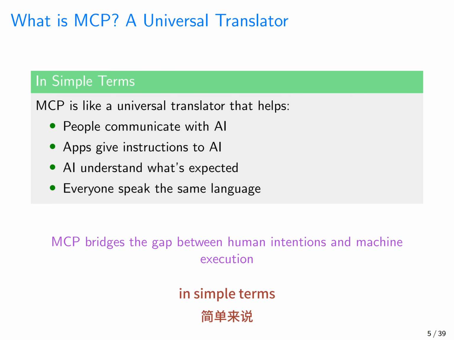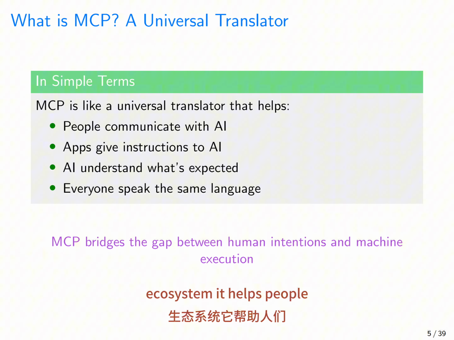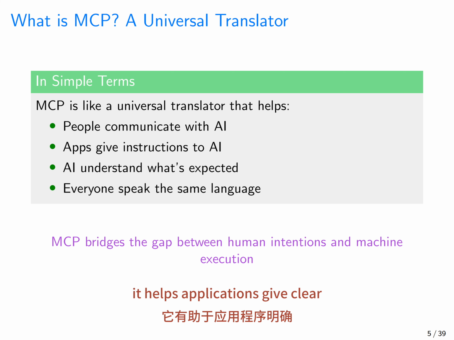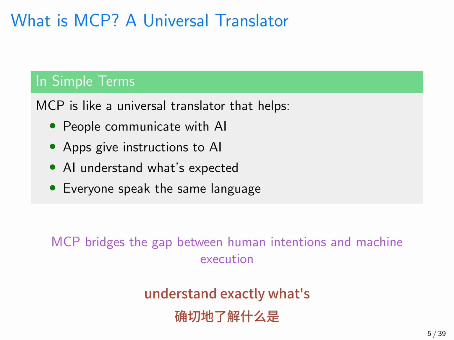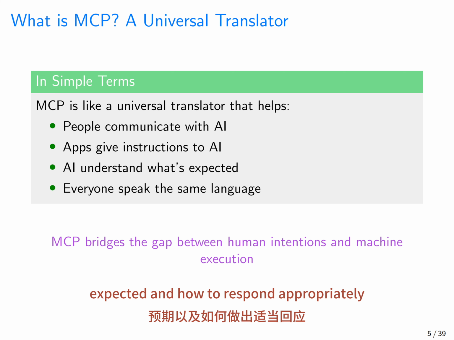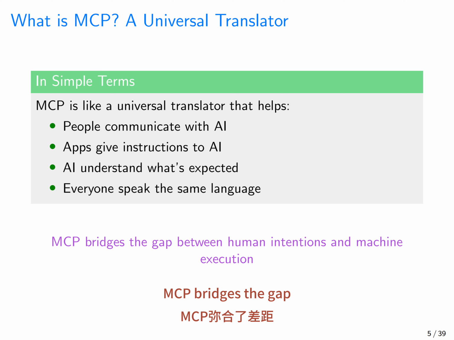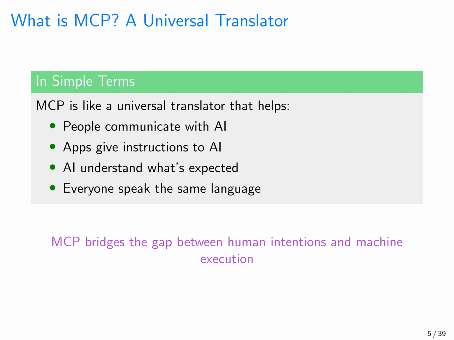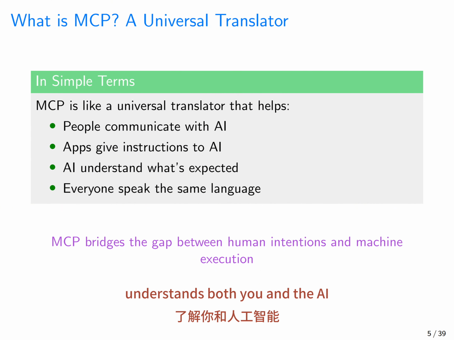In simple terms, MCP functions as a universal translator in the AI ecosystem. It helps people express their needs to AI in natural ways. It helps applications give clear, structured instructions to AI models. It helps AI understand exactly what's expected and how to respond appropriately. And it ensures everyone in this chain is speaking the same language. MCP bridges the gap between what humans want to accomplish and what machines need to execute those tasks. It's like having a skilled interpreter who perfectly understands both you and the AI.